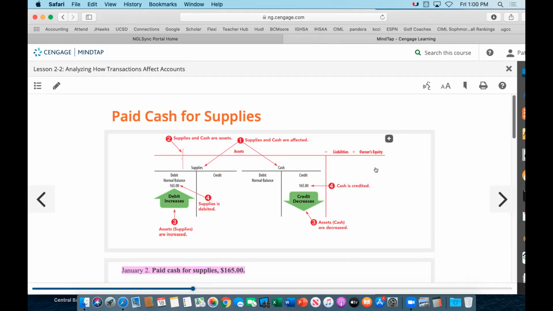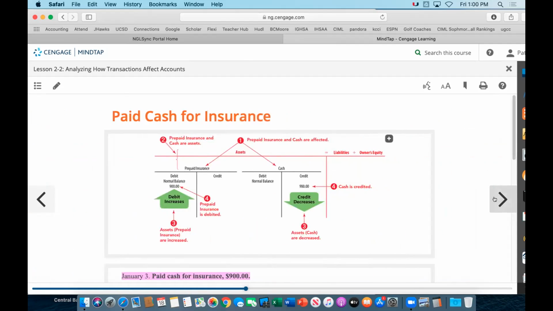Why am I writing supplies first again? Because it's a debit. And we're getting started. We're kind of moving to get ready to do chapter 3 by writing debits first. Okay? Kind of, sort of. We're just plugging along.